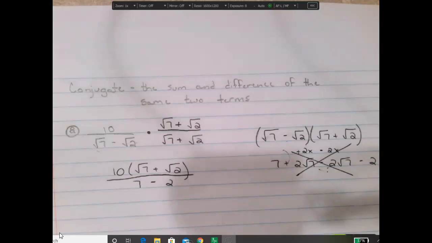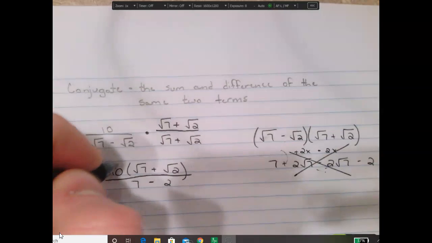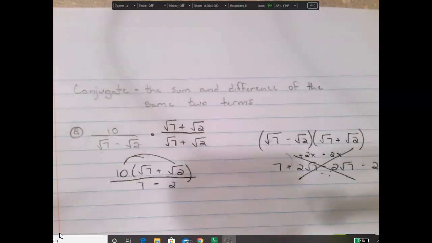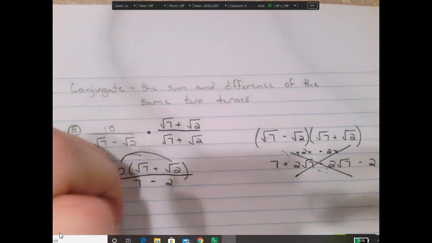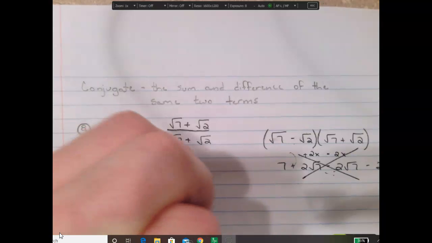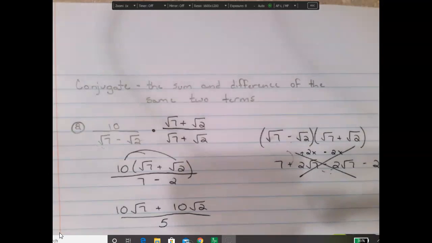So I need to simplify both my numerator and my denominator. So let's take this 10 and let's distribute it into both. So when I distribute it into both, I'm going to get 10 radical 7 plus 10 radical 2. And on the denominator, I'm doing 7 minus 2, which is 5.